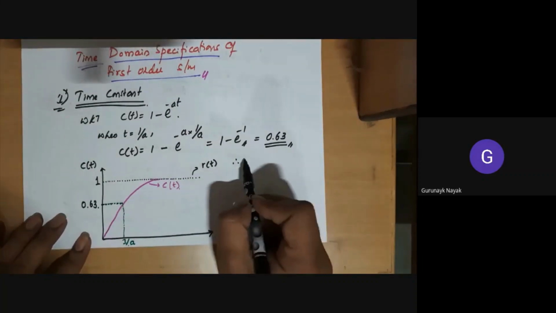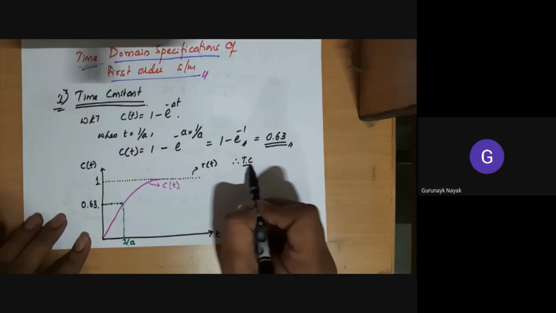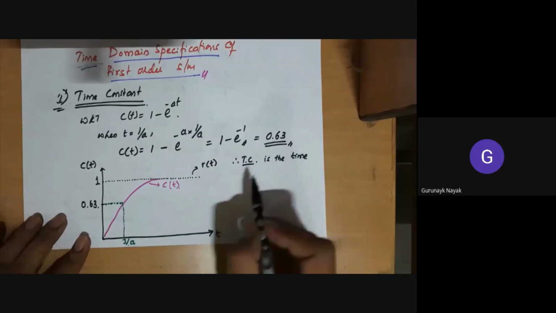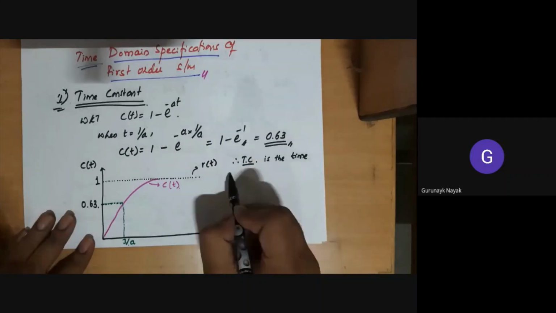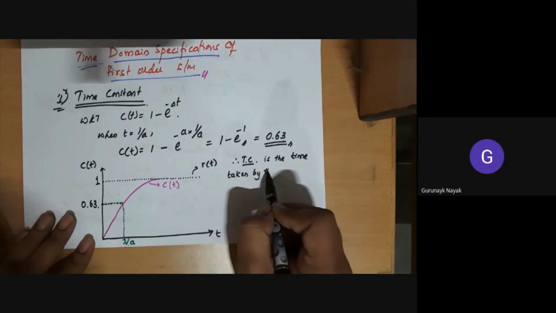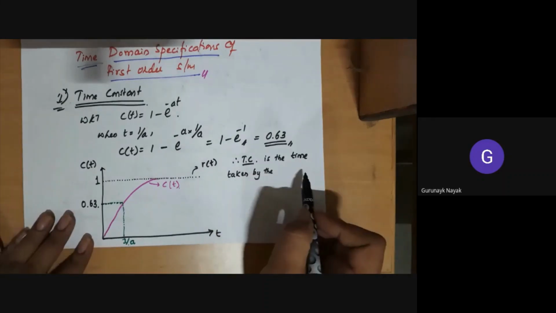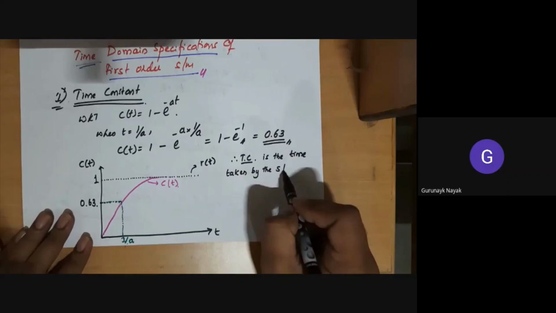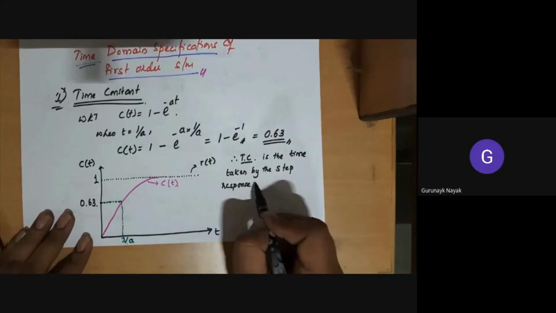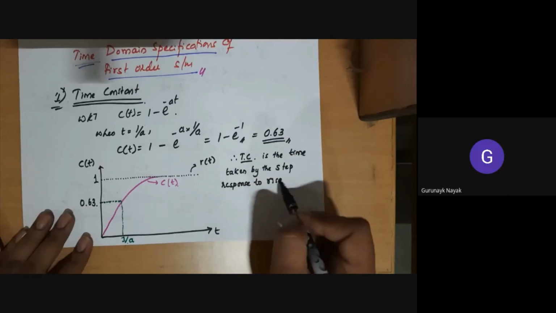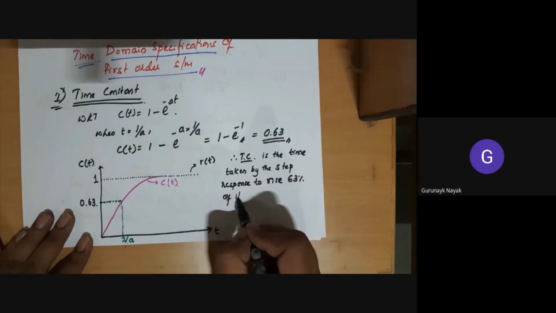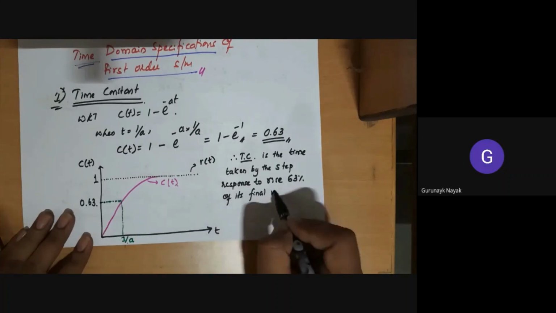So in the simplest terminology, we can call time constant the time taken by the step response, or unit step response to be specific, to reach or to rise to 63% of its final value.